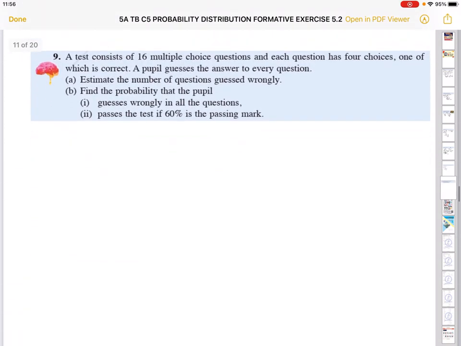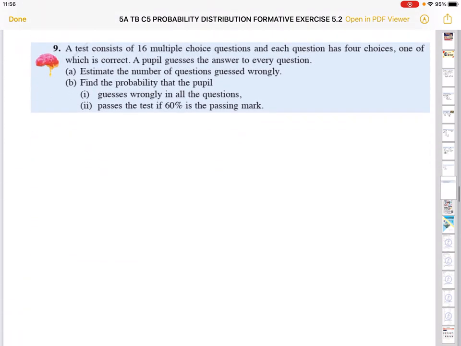Okay, so here we have a test consists of 16 multiple choice questions. Each question has 4 choices, so we know your n is now 16. Each question has 4 choices and one of which is correct. So the chances of you getting the correct answer or guessing the correct answer is 1 over 4. A pupil guesses the answer to every question, right?